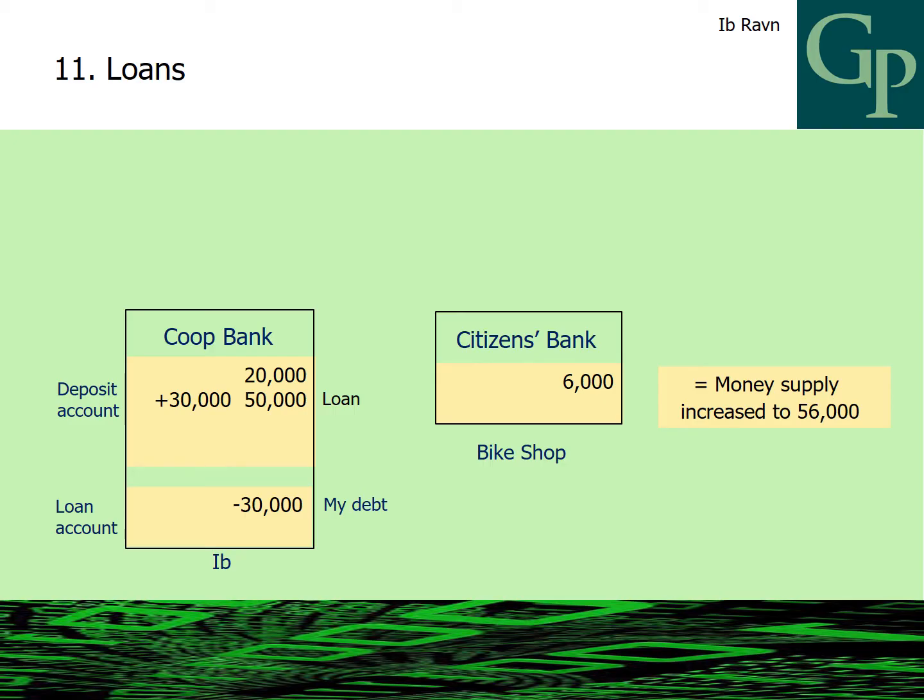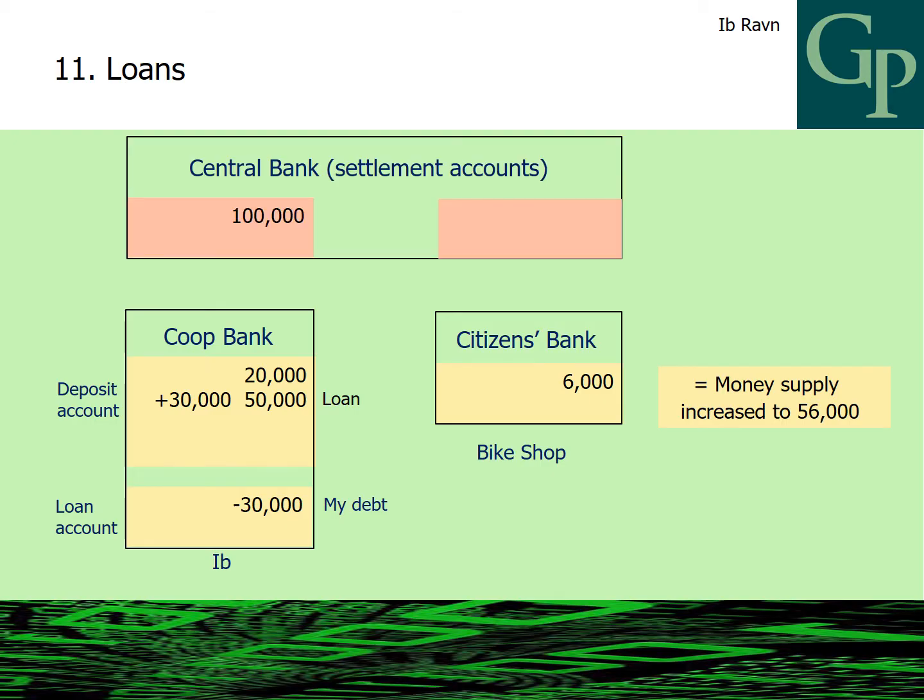But wait, you might say, don't we somehow subtract the 30,000 kroner of debt that my loan account records? No, this debt accumulates in its own corner of the economy. It does not diminish the size of the money supply. We realize this when we take the next step. I took out the loan for a purpose, purchasing bikes for the whole family. I now want to spend the 30,000 kroner as a payment to the bike shop. This is done exactly as before, the 4 steps, using the central bank.